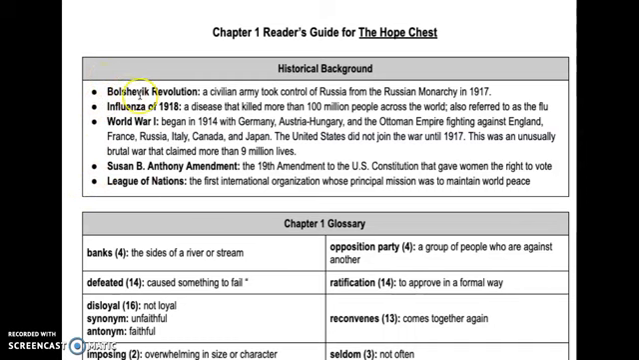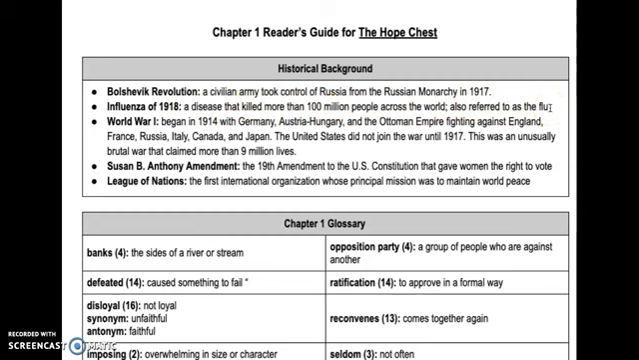You'll notice that all these things were mentioned in chapter 1. The Bolshevik Revolution. That was a civilian army that took control of Russia from the Russian monarchy in 1917. Something else that happened during that time when chapter 1 was written, influenza of 1918. This was a disease that killed more than 100 million people across the world, also referred to as the flu.